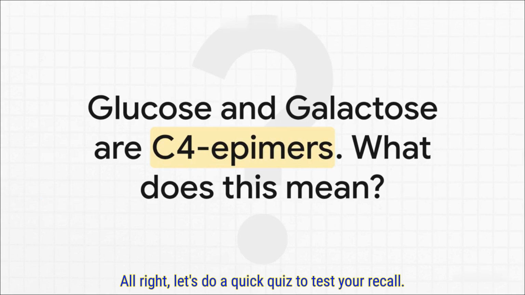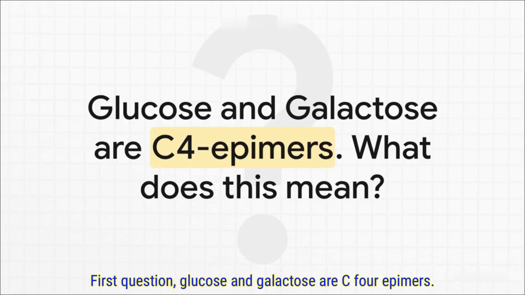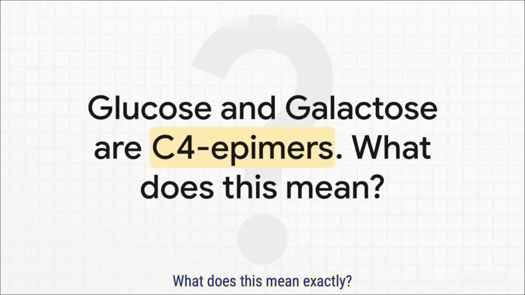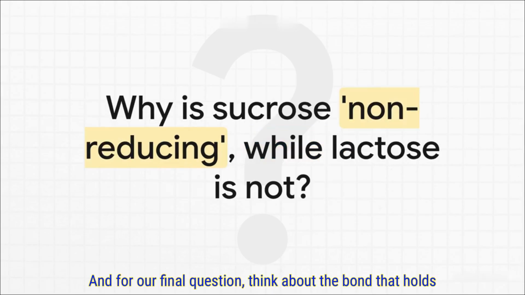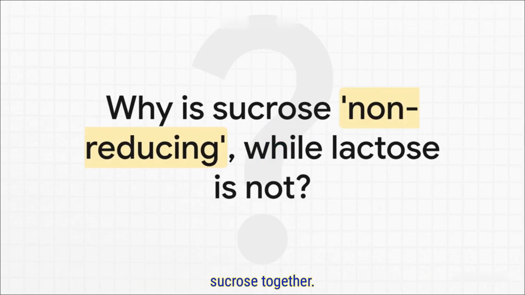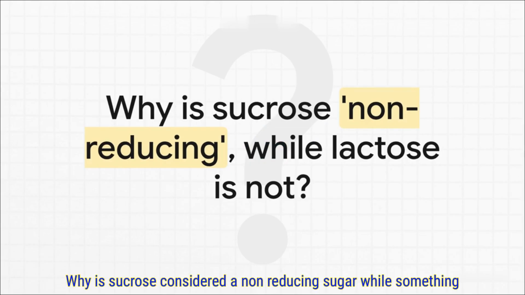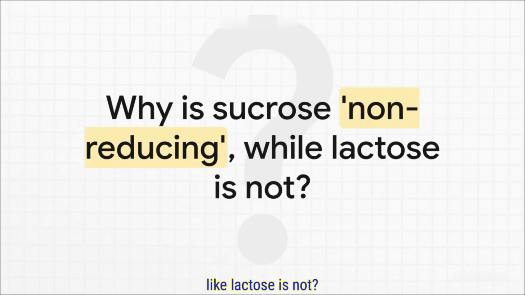All right, let's do a quick quiz to test your recall. First question. Glucose and galactose are C4 epimers. What does this mean exactly? What is the precise structural difference between them? And for our final question, think about the bond that holds sucrose together. Why is sucrose considered a non-reducing sugar, while something like lactose is not? What makes it so unique?